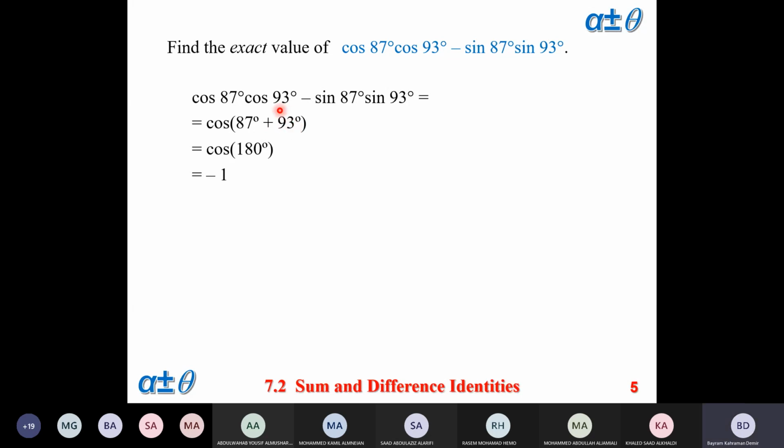You see? So you don't have to know what is cosine of 87. You just need to understand the picture. The picture is the cosine of 87 plus 93, correct? Well, 87 plus 93 is 180. Well, cosine of 180 is negative 1. So that's it. All right, Shabab.